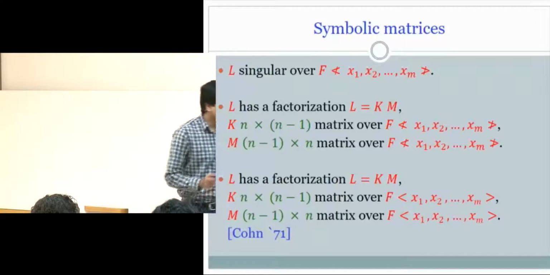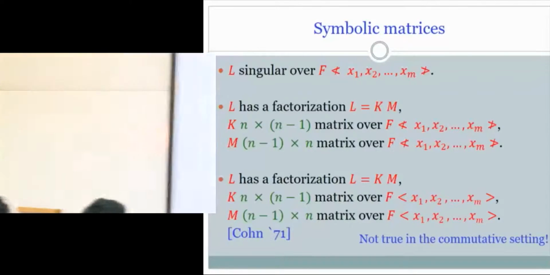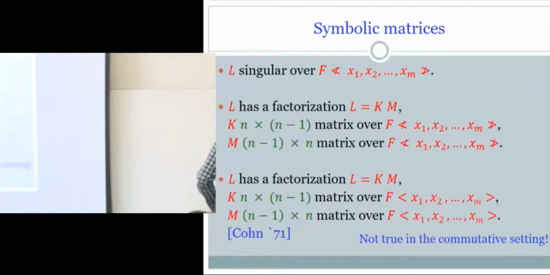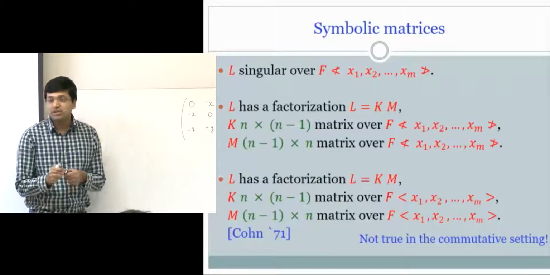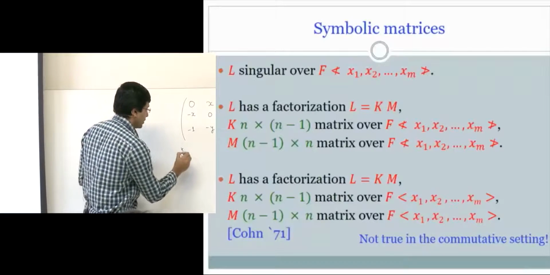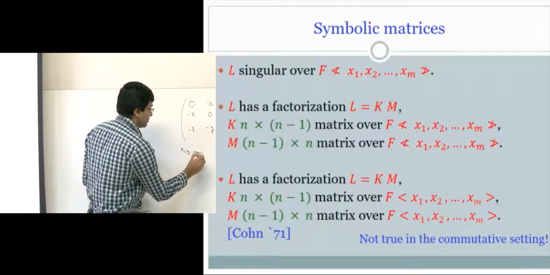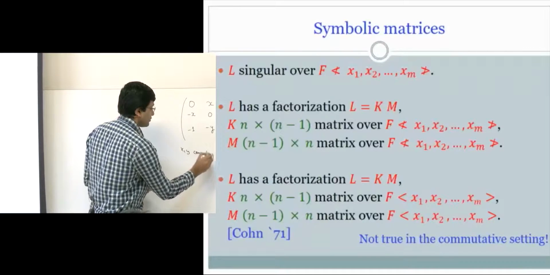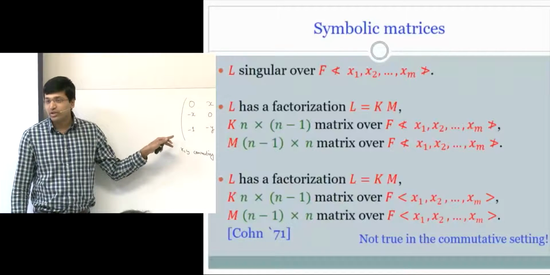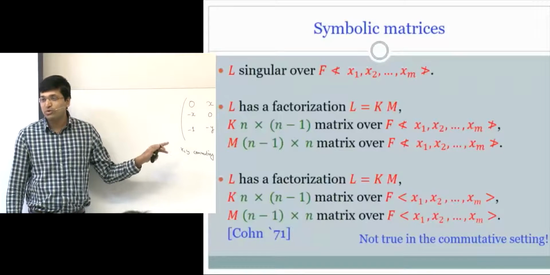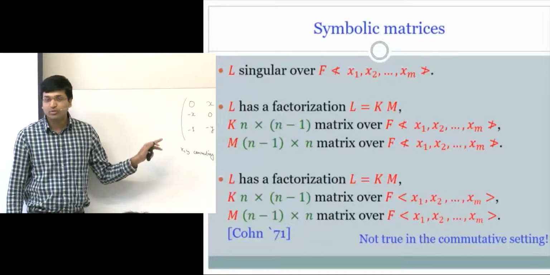Such a theorem is not true in the commutative setting. Here's an example. Consider this 3 by 3 matrix. It's over two variables x and y, and let's say x and y are commuting variables. Then this matrix has rank 2. It's singular, right? Because it's a skew-symmetric matrix. Its determinant is 0.